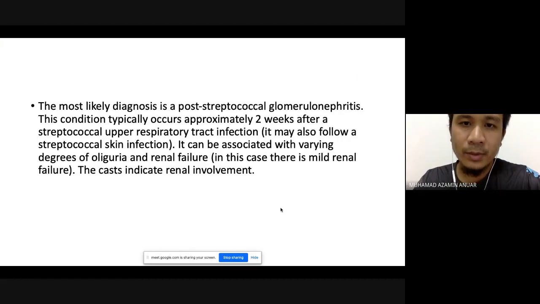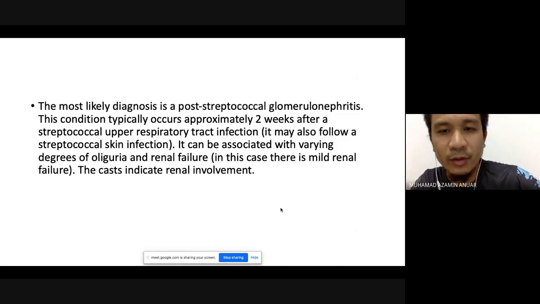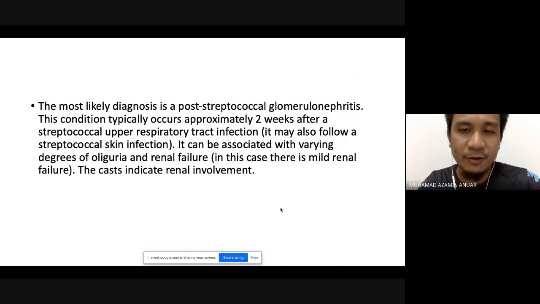Okay, so in this case, it's most likely to be glomerulonephritis. Normally it happens about 2 weeks after an upper respiratory infection. Sometimes it can be associated with a degree of oliguria with renal failure. So in this case, there is a raised urea, creatinine normal.